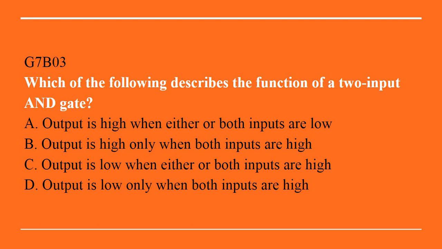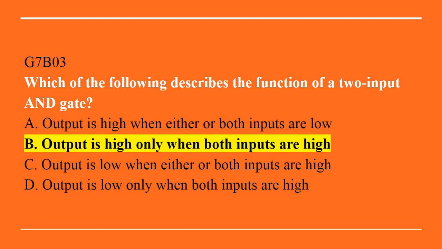G7B03, which of the following describes the functions of a 2-input AND gate? A, output is high when either or both inputs are low. B, output is high only when both inputs are high. C, output is low when either or both inputs are high. Or D, output is low only when both inputs are high. Answer is B, output is high only when both inputs are high.